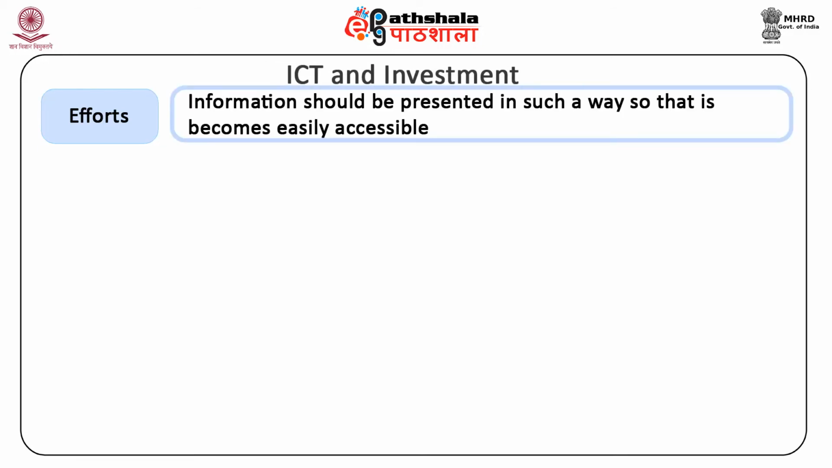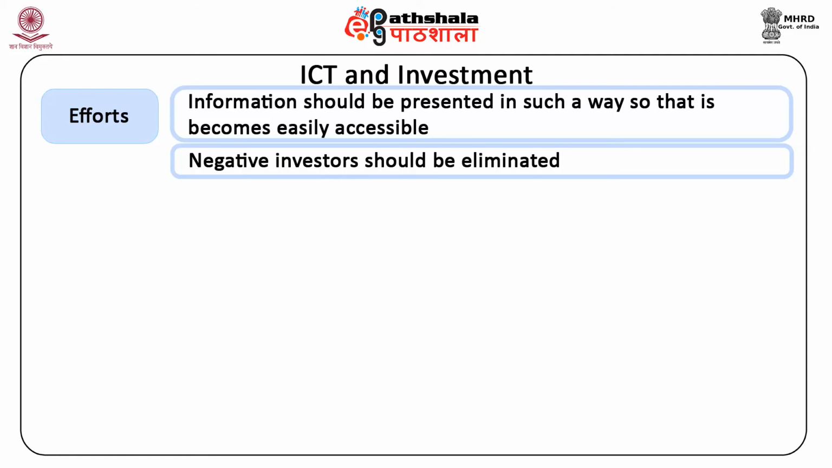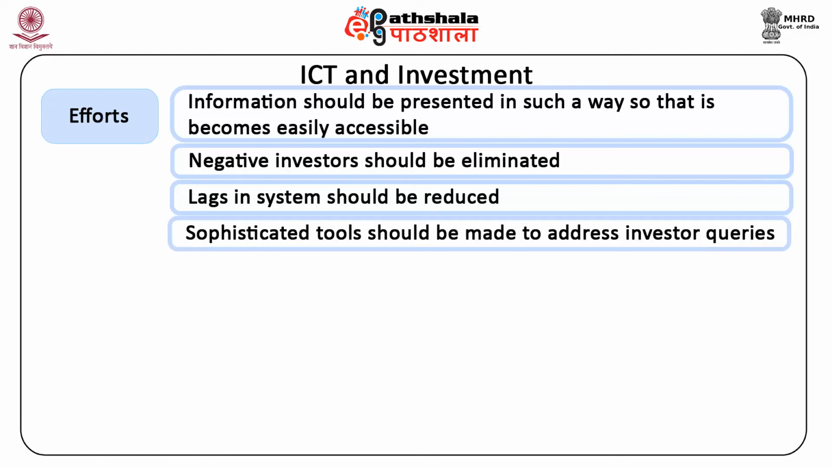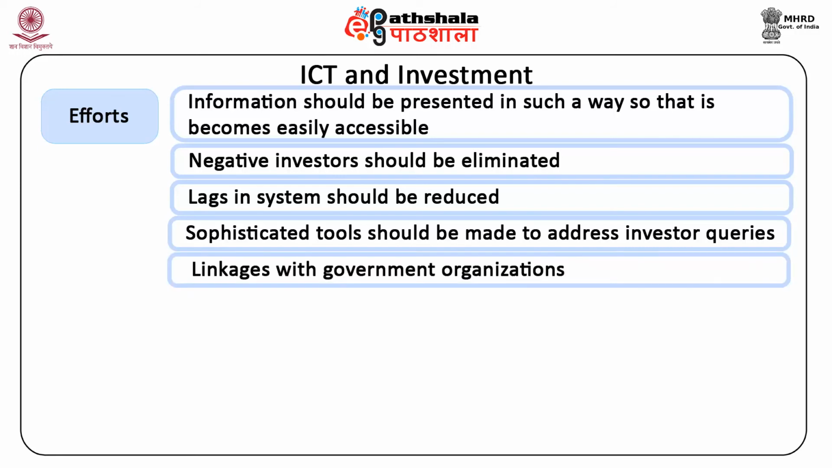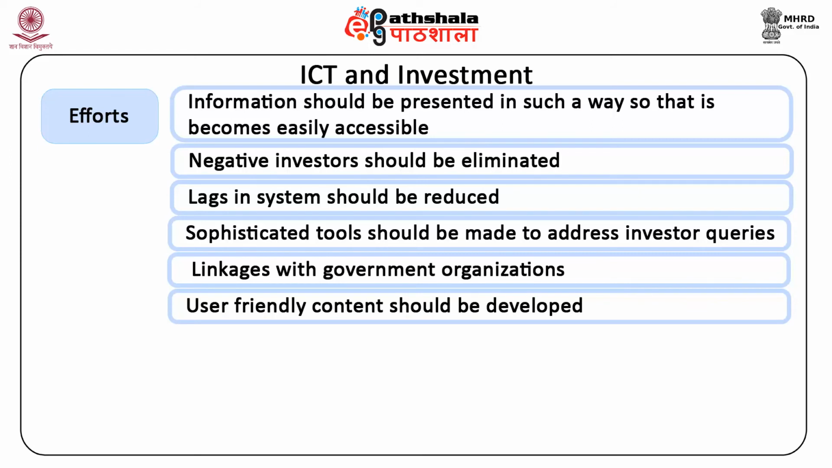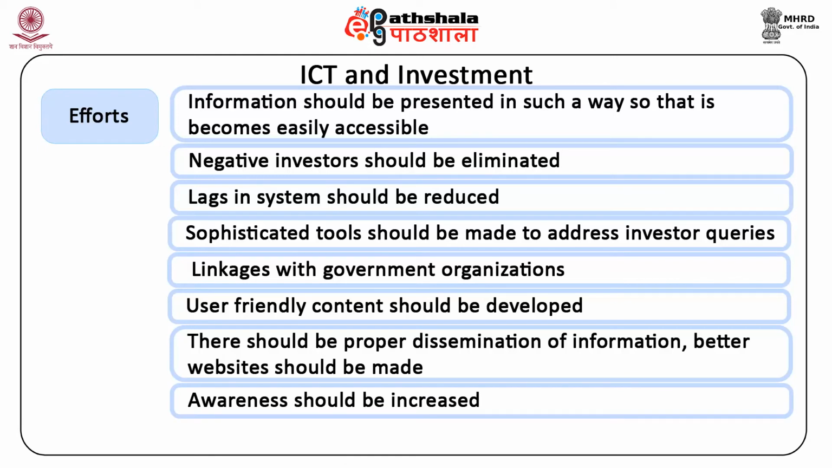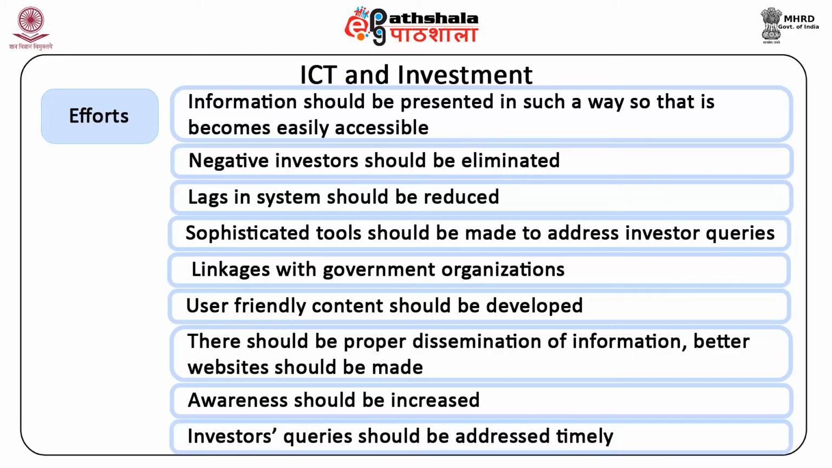Information should be presented in such a way so that it becomes easily accessible. Negative investors should be eliminated. Lags in system should be reduced. Sophisticated tools should be made to address investor queries. Response time to queries should be reduced. There should be linkages with government organizations. User friendly content should be developed. There should be proper dissemination of information. Better websites should be made. Awareness should be increased, and investors' queries should be addressed timely. All this will attract investment through ICTs and will boost economy of the country.